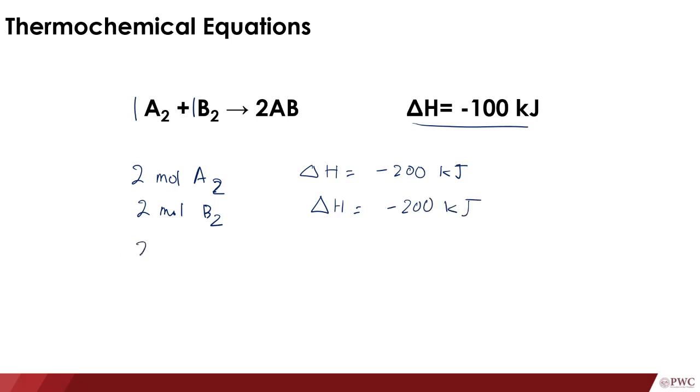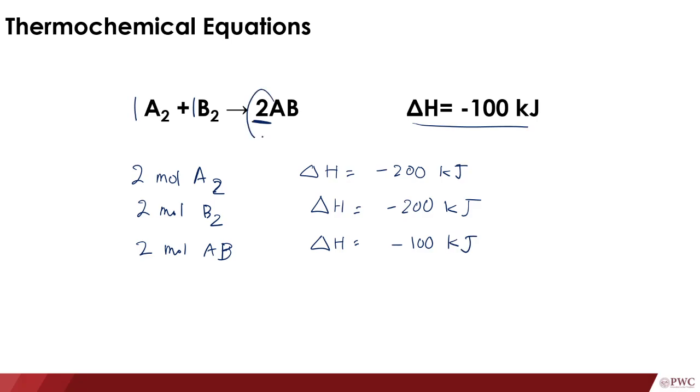Next, what if we have 2 moles of AB, that is the product in this reaction? What do you think is the value of delta H? So as you see here, for every 2 moles of AB, delta H is equal to this value. So since we have 2 moles here, then delta H is equal to negative 100 kilojoules.